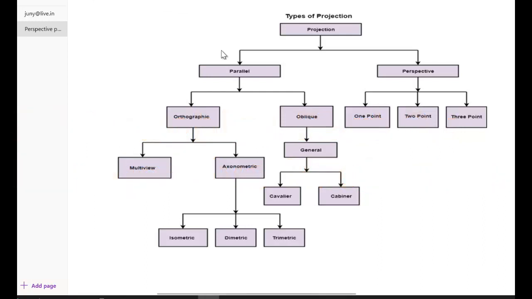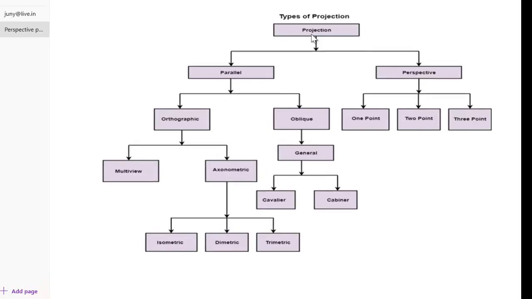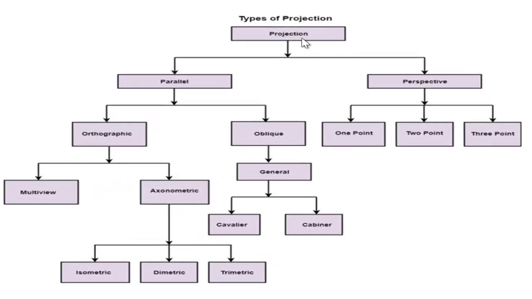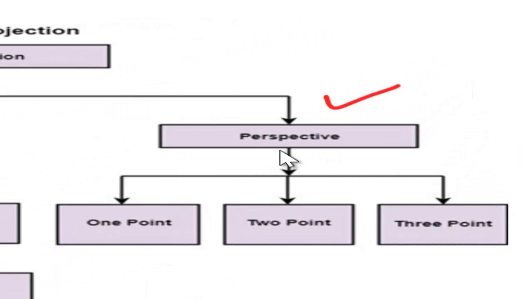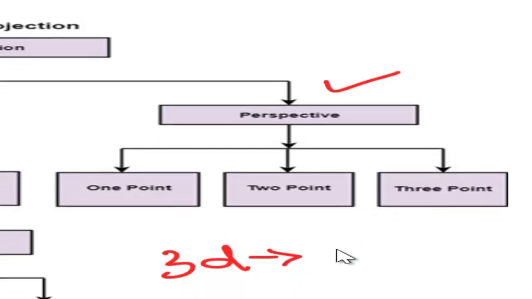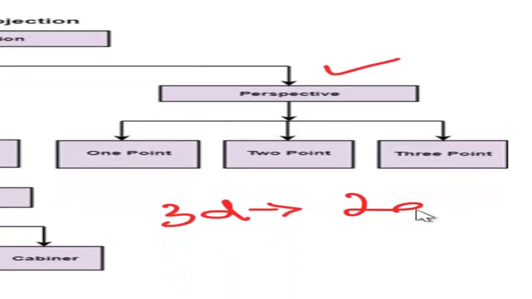Today we have the actual topic which may come in the exam. That is your types of projection. In the types of projection we have parallel or perspective. We have discussed that a little bit. Now it's time to go into detail and take up the perspective projection, and then 1 point, 2 point, and 3 point. It's all about how to draw a 3D image on a 2D plane, right?